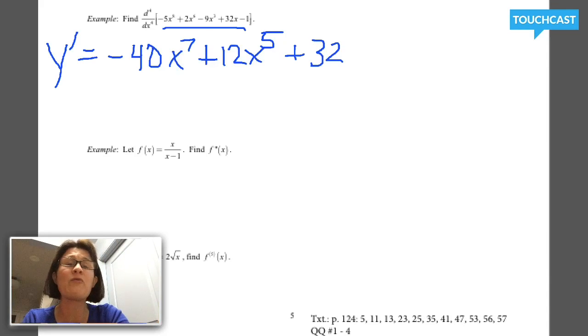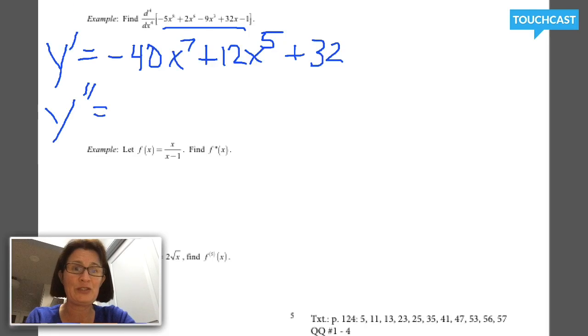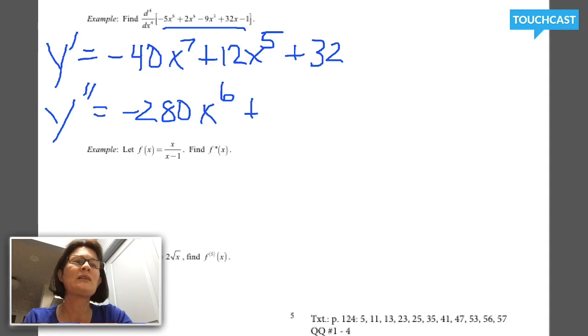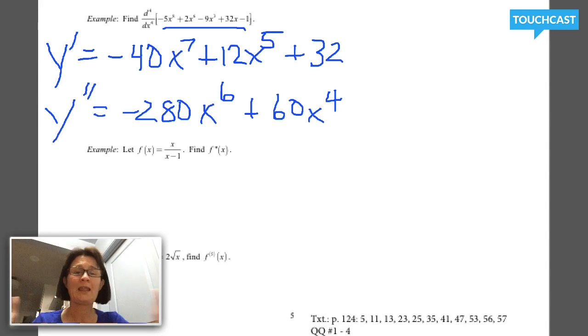Now that I have y prime, I can find y double prime. I'm writing nice and big so you can see. 7 times -40 is -280 x to the 6th, plus 5 times 12 multiplies to make 60 x to the 4th. What happens to 32? The derivative of 32 is 0. So I have just 2 terms in my second derivative.